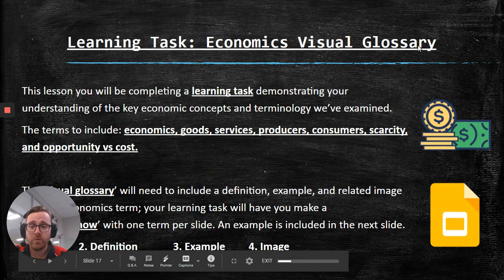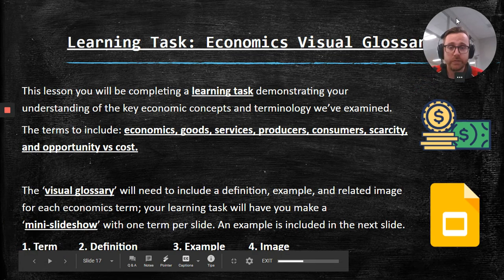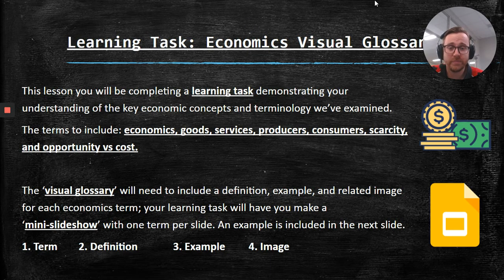Cool. So the lesson you'll be completing is a learning task demonstrating your understanding of the key economic concepts and terminology we've examined. The terms to include: economics, goods, services, producers, consumers, scarcity, and opportunity cost. So 7 key terms there. The visual glossary will need to include a definition, an example, and a related image for each economics term. Your learning task will be kind of like a little mini slideshow.